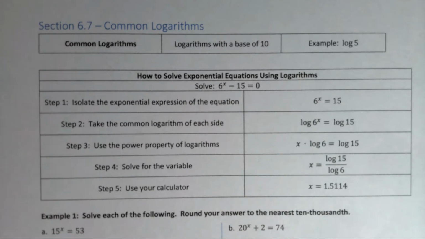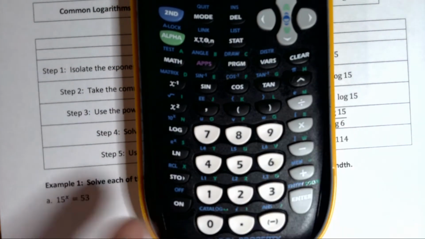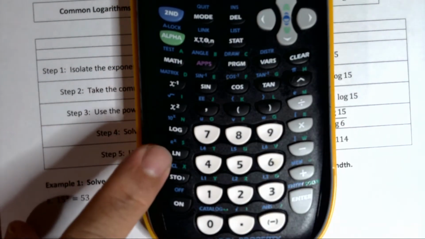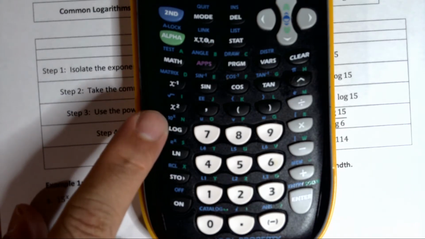It's the easy one. If you look at a typical calculator, oops, camera fell down. If you take a look at a typical calculator, there is a log button, and there's a natural log. You can use either one. I'm going to be using the LOG button.